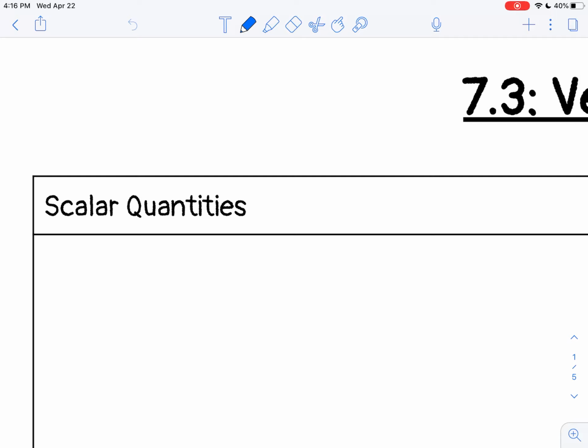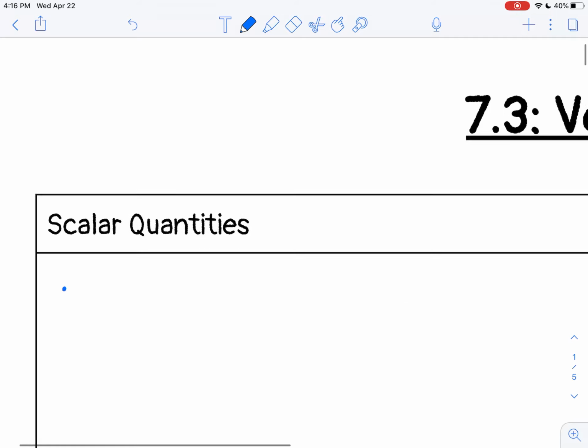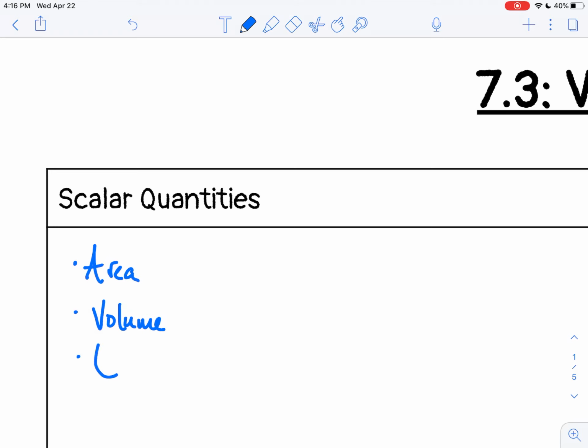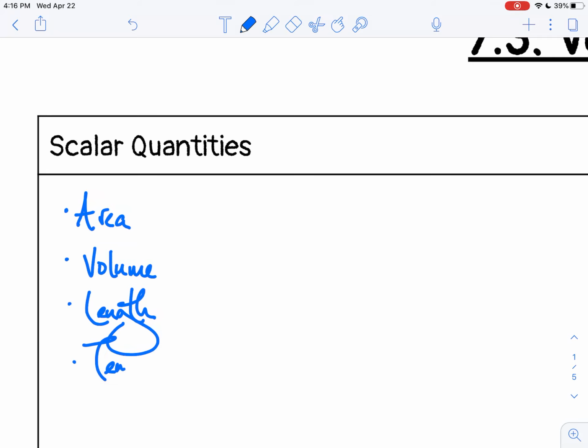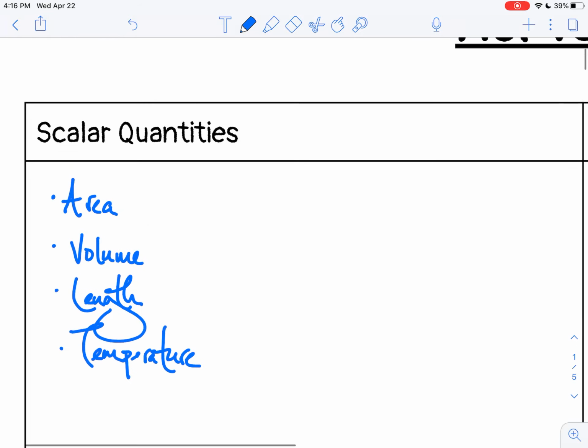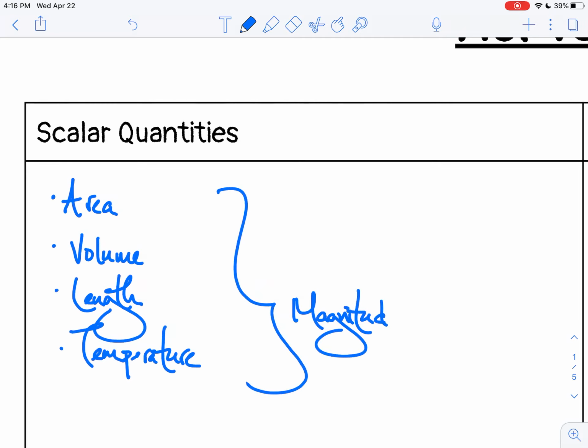So, things that we can measure, things like area or volume or length or temperature, all of those values have a magnitude. Okay, so all of these have a magnitude, like they have an amount. You can have a certain amount of area, a certain amount of volume, a certain length, or a certain temperature.